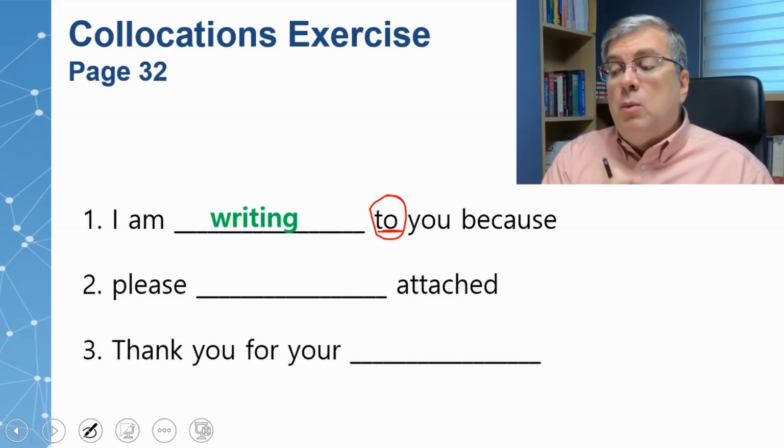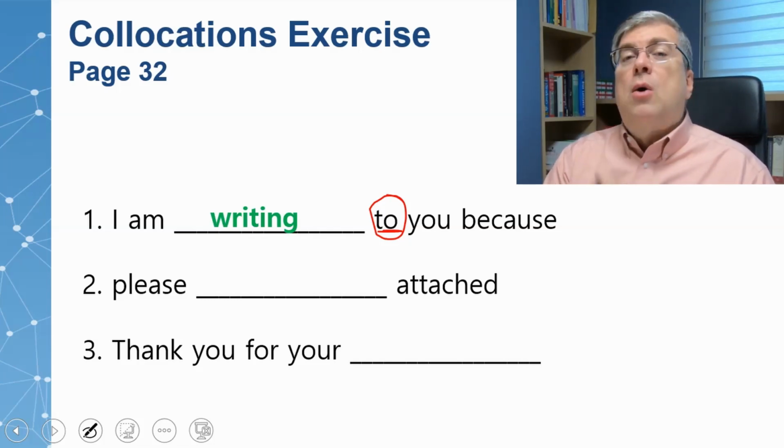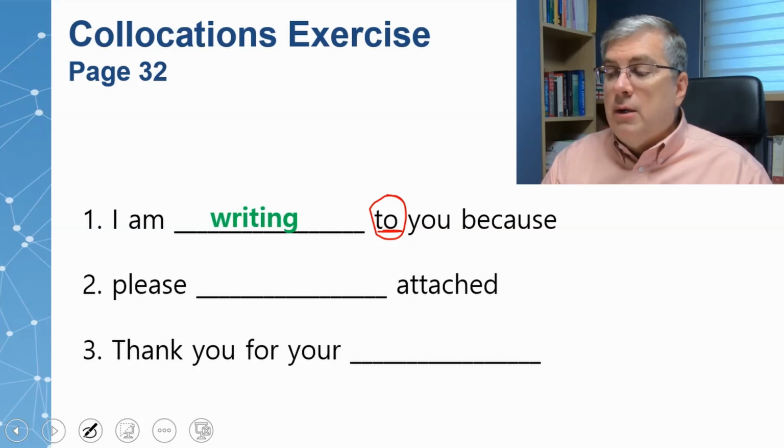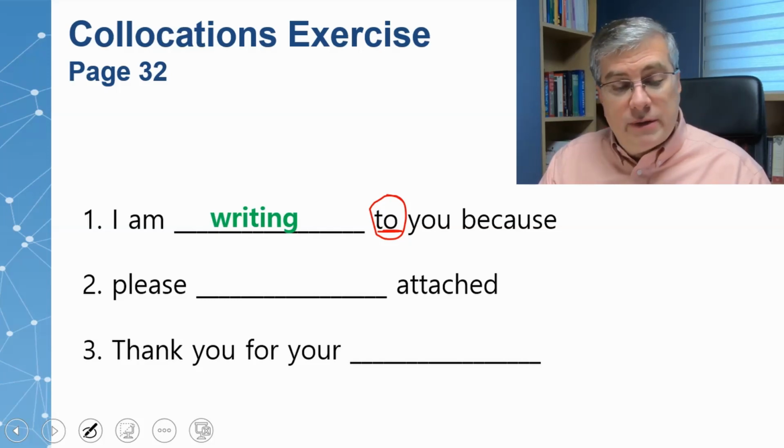So I am writing, but with writing, you need to use the preposition to. I am writing to you because. So I'm contacting you because, or I'm writing to you because. So that's a common way to begin an email. That's a good expression to remember. Okay, moving on to number 2.